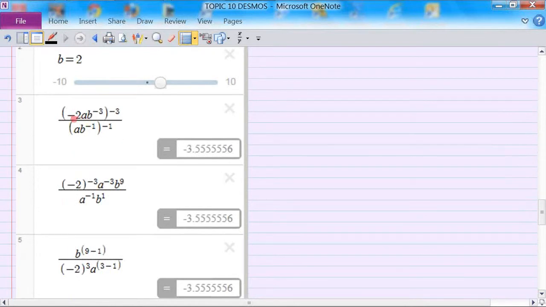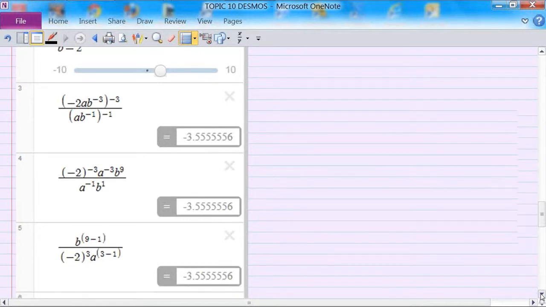Now, I do minus 2 to the minus 3, this term right here. A to the power 1 times minus 3 is minus 3. This minus 3 multiplied by that minus 3 gives me plus 9. And B here is B to the minus 1. Minus 1 times minus 1 is B to the 1.